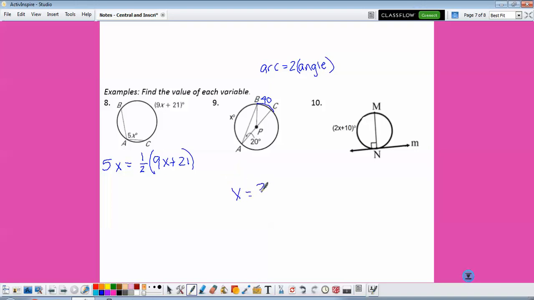What does x equal? And finally, we know that angle MNQ is 90 degrees. The angle equals half the arc. You solve and find what x equals.